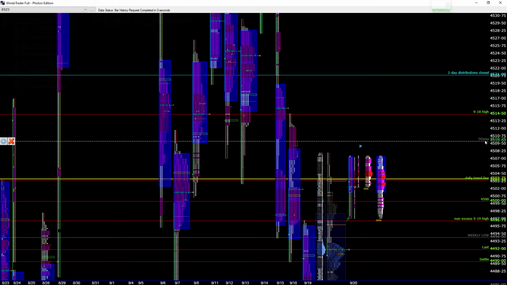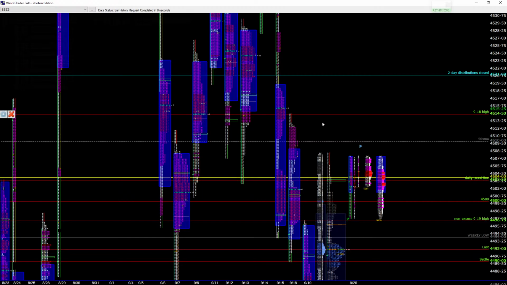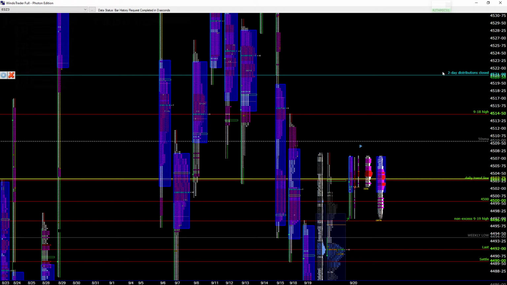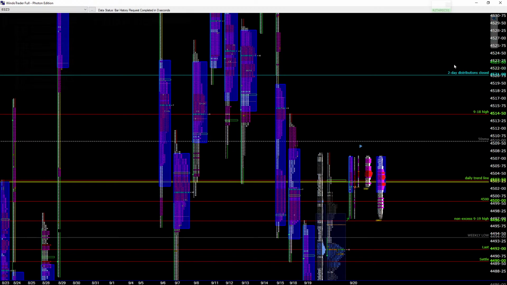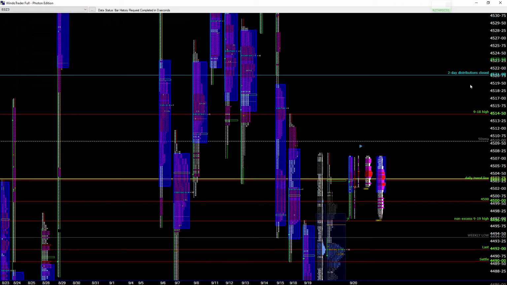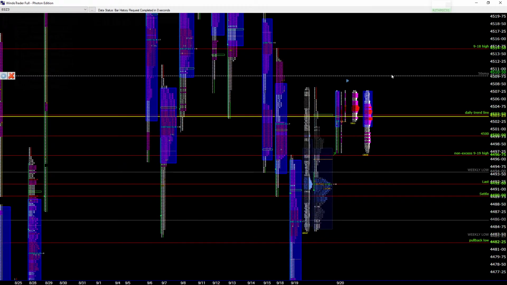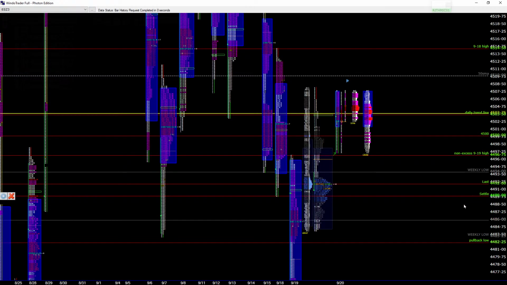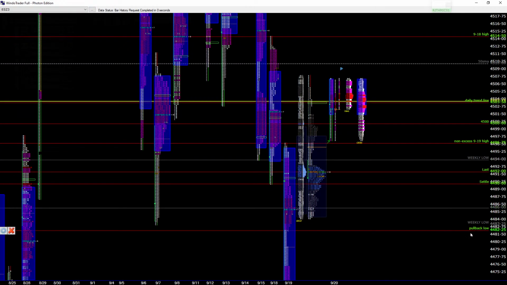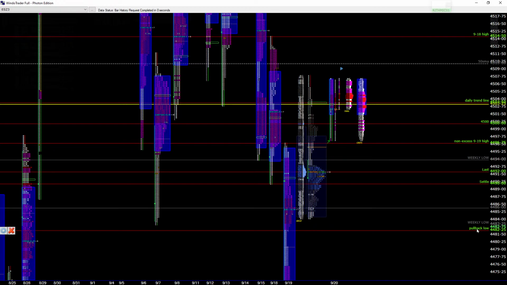Upside continuation, we see the 50 being taken, this high, and I want to see what the market does with this level here, up here. And on the lower side, my main reference is this pullback low here.